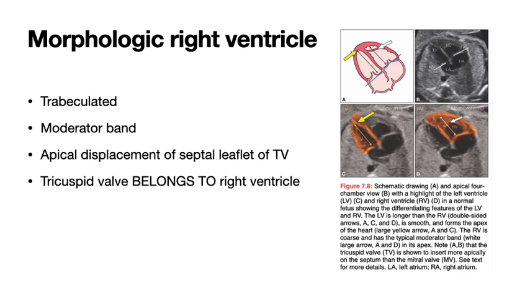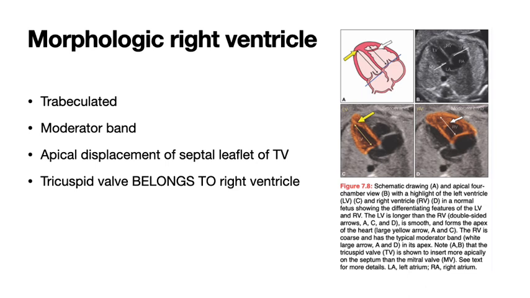The morphologic right ventricle is, well, what's different about the right ventricle compared to the left ventricle? Well, one thing is it's trabeculated, meaning there's a bunch of little ridges and rough spots all over the inside wall. It's a little tough for us to see. But one of these bundles or ridges of muscle is oriented transversely, and that's called the moderator band. That is very easy for us to see.